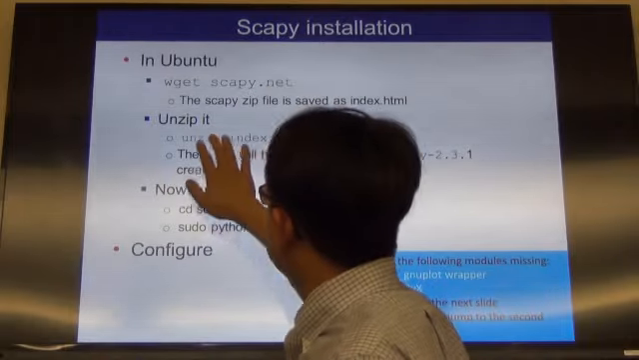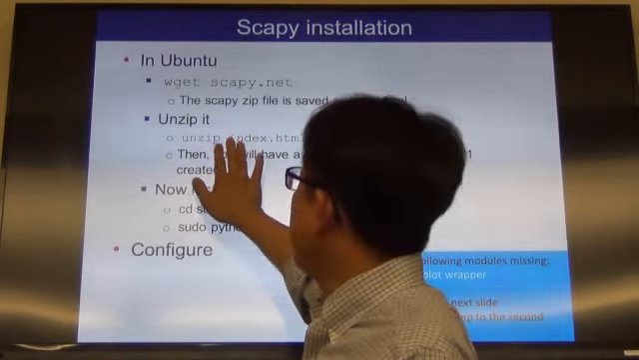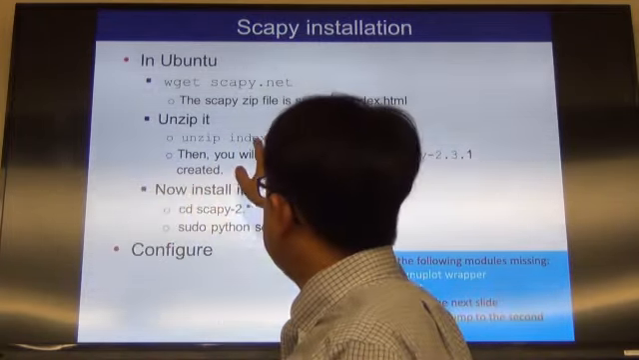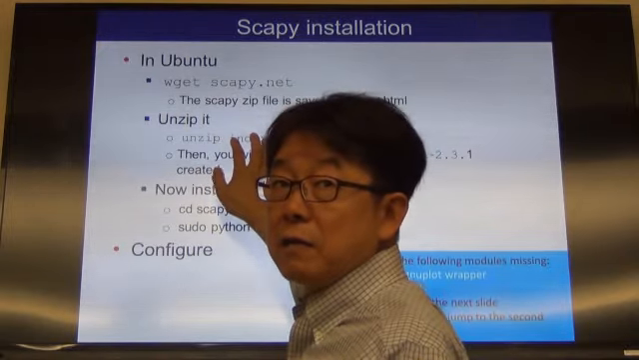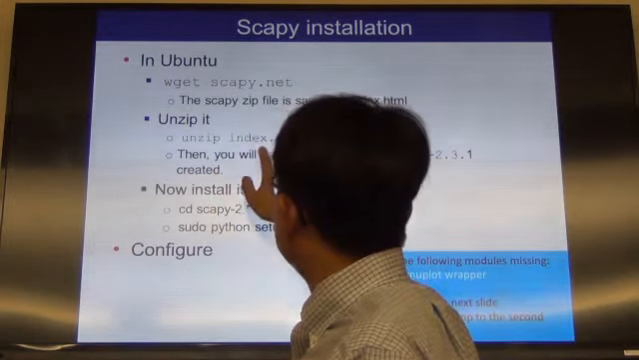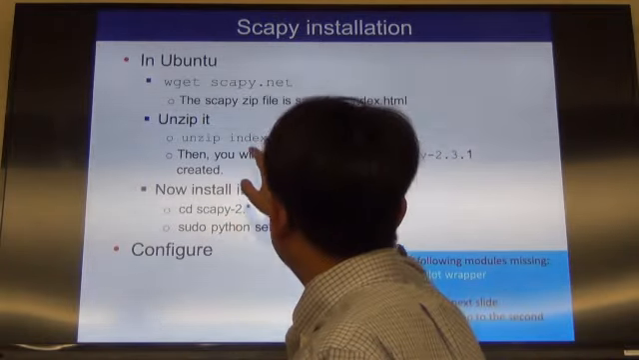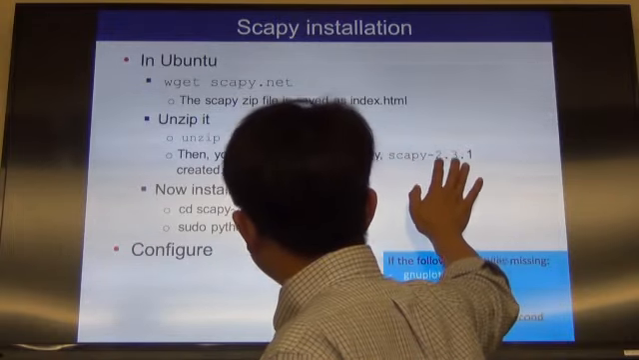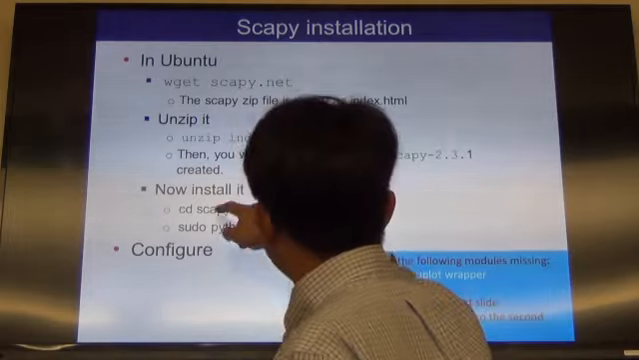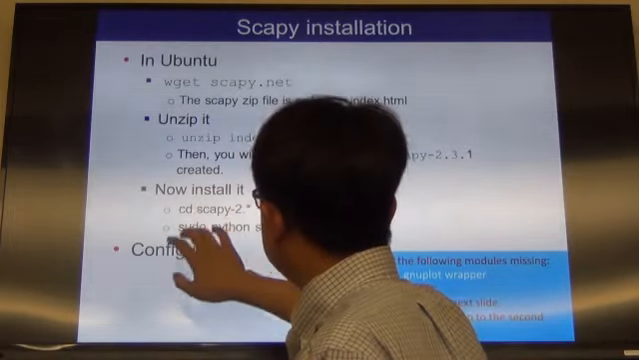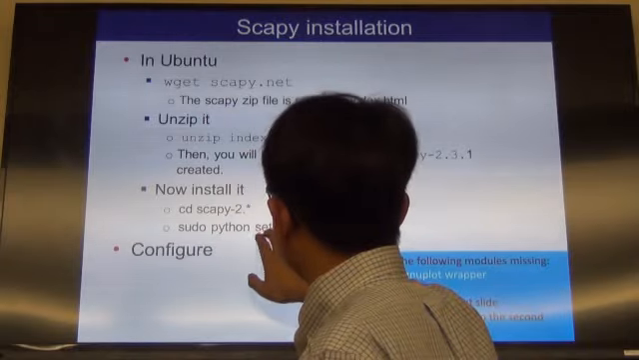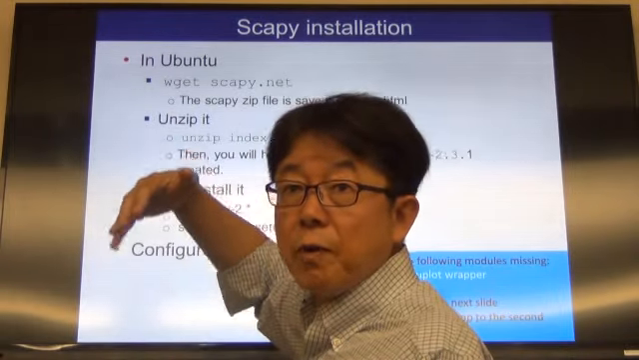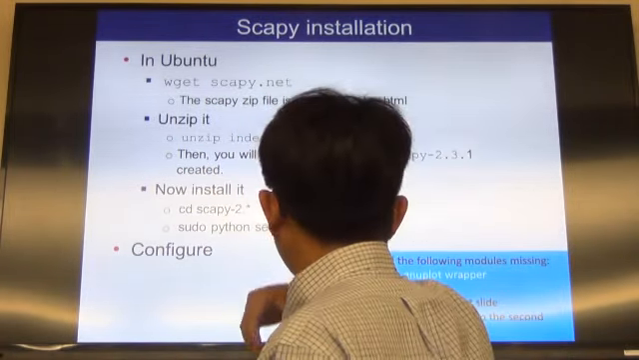When you download this, you may find that index.html is the file name. It's not really an HTML file, but a zip file. So you have to unzip it, and it is unzipped into a new directory. Find that directory and go into it. Within that directory, you need to do sudo python setup.py install. This procedure is not on Windows, but on the Linux platform.